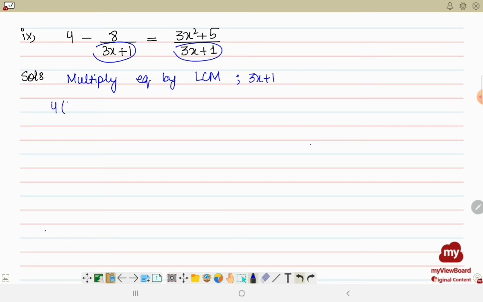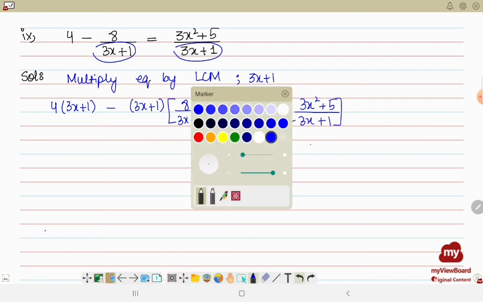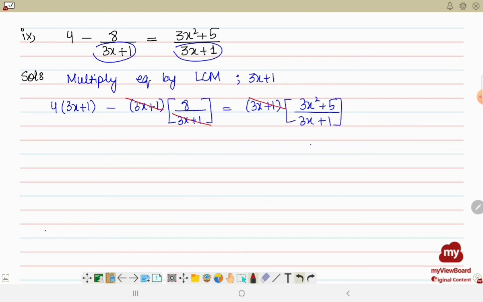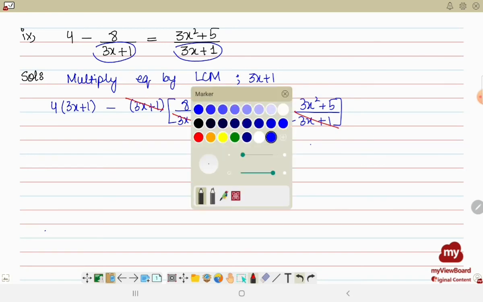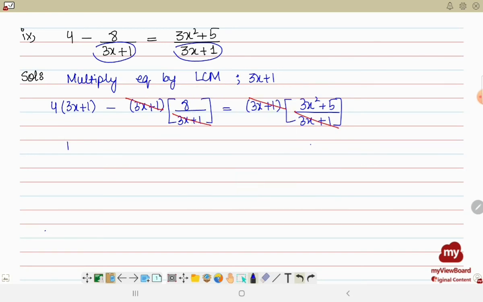So we are going to multiply each term of the equation by this LCM so that our denominators will get removed and we can easily turn our equation into a standard quadratic equation, so that afterwards we can apply the method of completing square. So our terms will get cancelled, 3x plus 1 here and also here on the right hand side. So we'll write down the remaining terms. 4 times 3 is 12x plus 4. Here we have minus 8. Here we have 3x square plus 5. So let's further simplify it. Minus 4 equals 3x square plus 5.